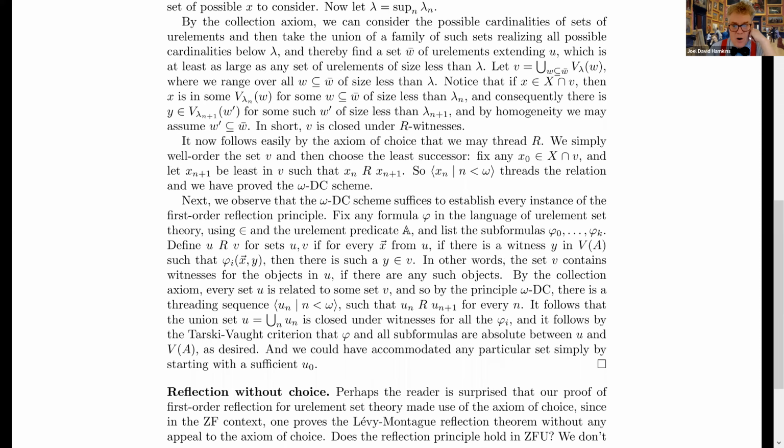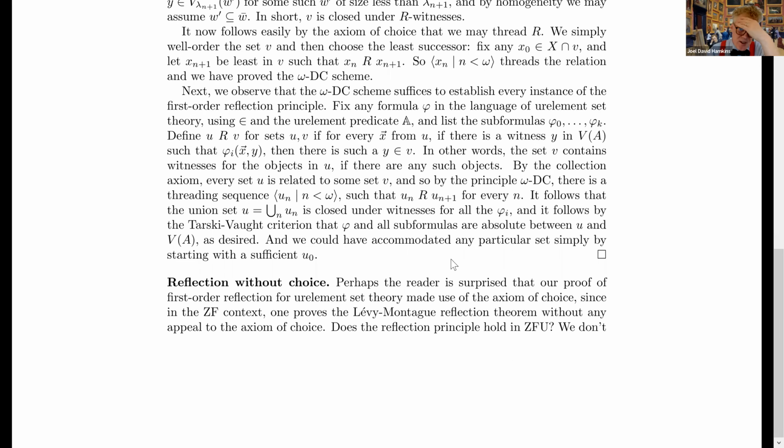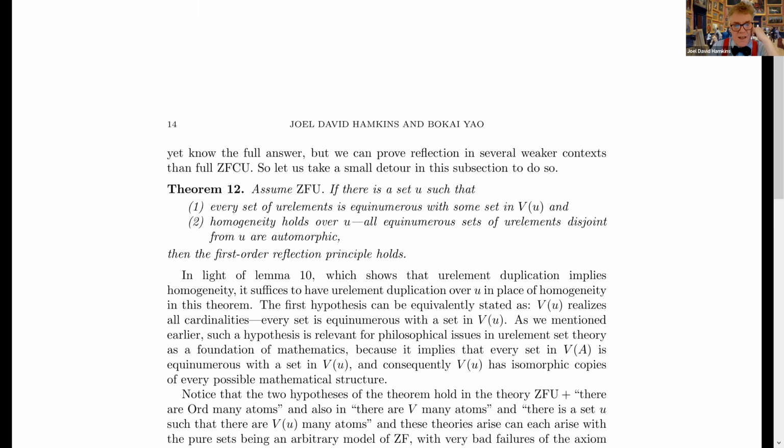Thanks. Okay, so the surprising thing about this proof is that we use the axiom of choice to prove reflection, which is somehow strange because that's not at all how you do it in ZF. In ZF, you can just prove the Levy-Montague reflection theorem with no choice needed, but here we're using the axiom of choice in order to prove reflection. And so does reflection, first order reflection, hold in ZFU? We don't know the answer to that. But we can prove a number of cases of it.